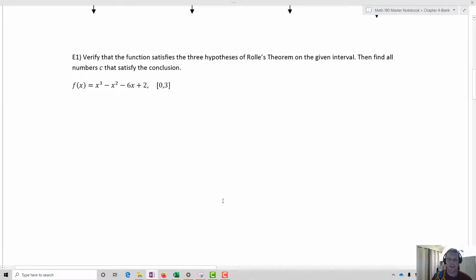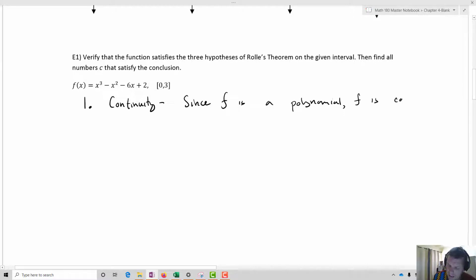Let's say we want to verify that the function satisfies the three hypotheses of Rolle's theorem on the given interval, then find all the numbers c that satisfy the conclusion. If we use Rolle's theorem, first we want to confirm continuity. That's our continuity requirement. Since f is a polynomial, and we know that polynomials are continuous everywhere, then f is continuous on [0, 3]. Two, differentiability.